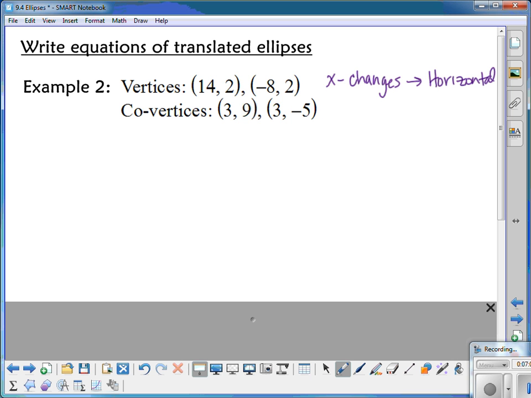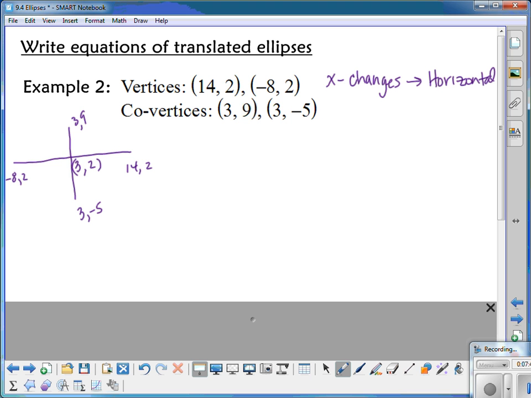And so you can always just draw yourself a little picture if you want to. I'm going from (-8, 2) to (14, 2), and then (3, 9) down to (3, -5). So I can just find the midpoint of one of those. Obviously, it's going to be at 3, and then halfway between 9 and -5. Or if I look at my x coordinates, I have a couple of 2's, don't I?